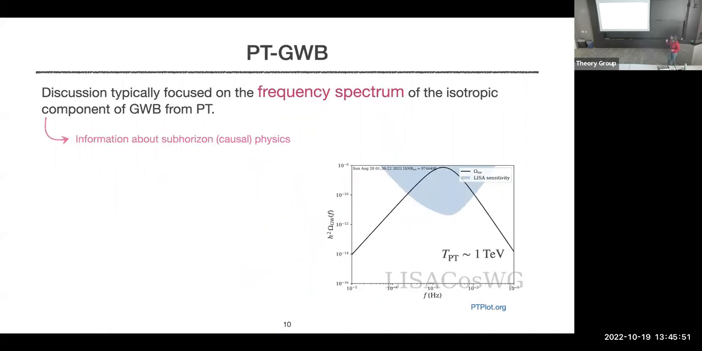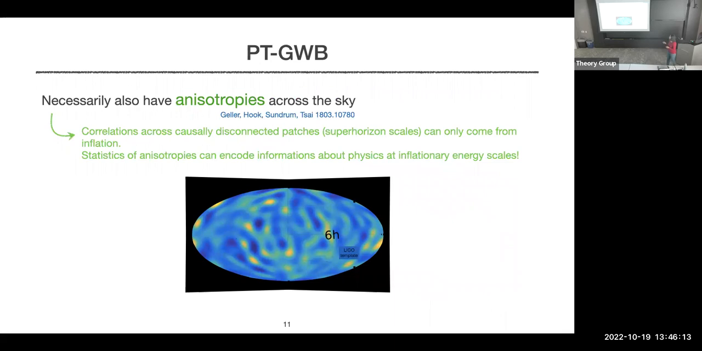Okay, so there are 2 aspects. If such a gravitational wave background is detected, there are 2 aspects of it that we can study. The one that is typically focused on in the literature is the frequency spectrum, as I said, because it gives you information about the causal physics at the time of the phase transition, and we can refer to it as sub-horizon physics. However, in this talk, we want to focus on the anisotropies, which tell you information about correlations across causally disconnected patches at the time of the phase transition.